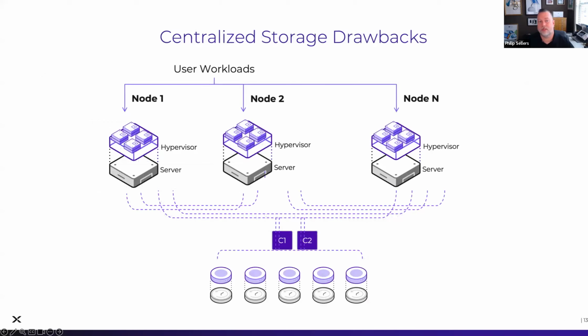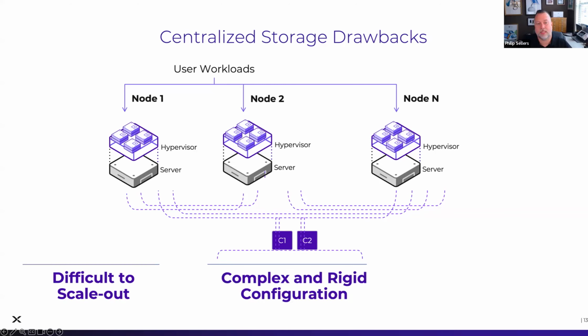So centralized systems, traditional 3-tier. At the bottom, what you see are 2 controllers and a bunch of disks, generally in some external storage array. All of these dotted lines are your fabric connecting your servers to that storage. That's the traditional way of doing things, but there's drawbacks. It's difficult to scale out. It's complex and rigid configurations.